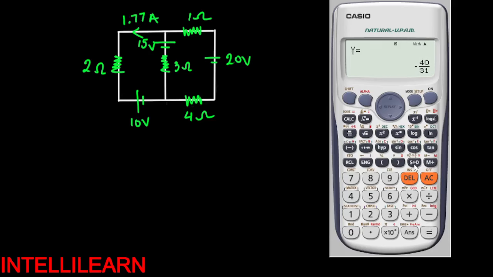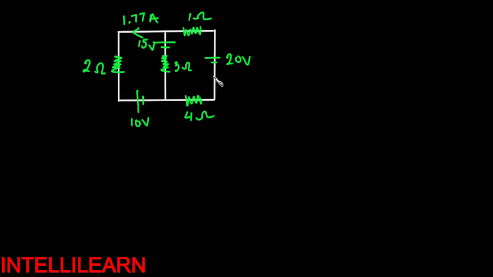Okay, the second current is what? Minus 1.29. I was going clockwise, so now it is anti-clockwise. So it points this way, 1.29 amperes. So how am I going to get the middle current?